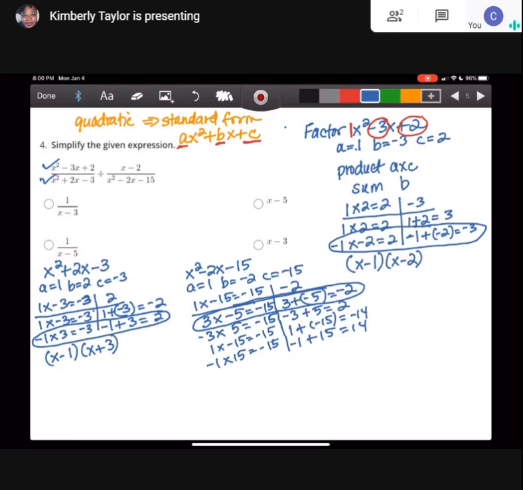So to factor this, it's going to be x plus 3, x minus 5. So let's go ahead and rewrite this problem. We're going to rewrite it from standard form to the factored form.